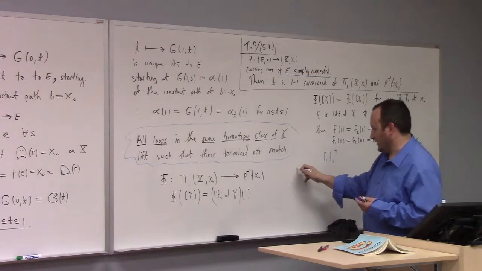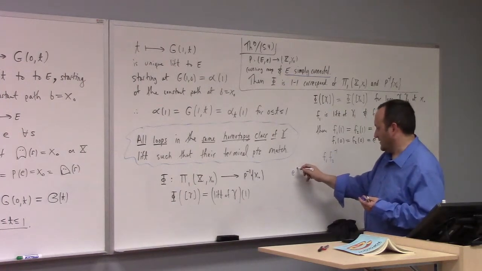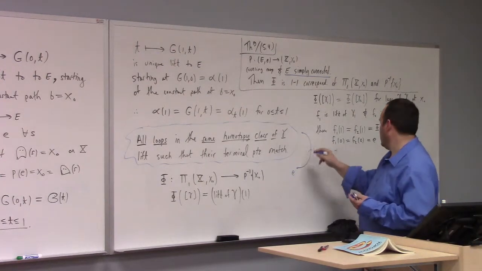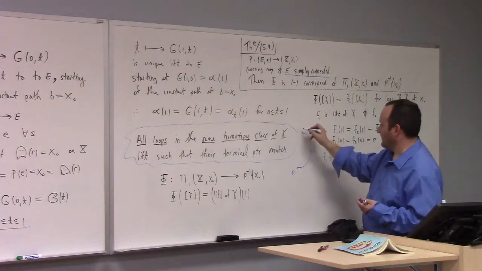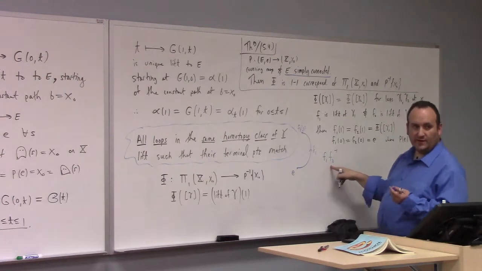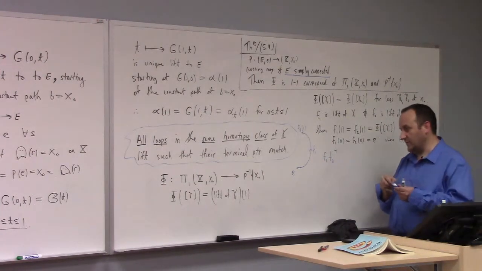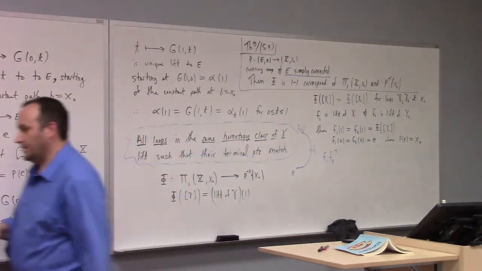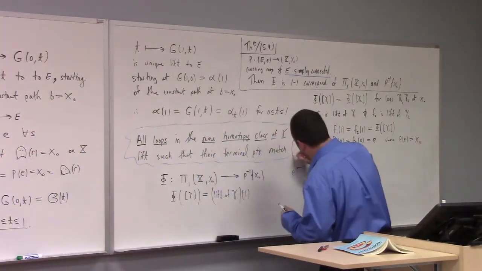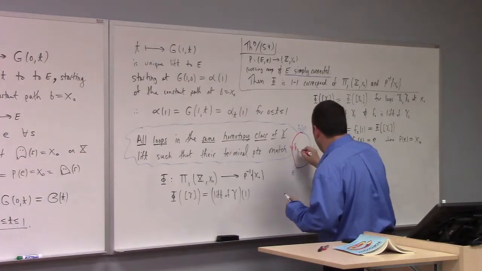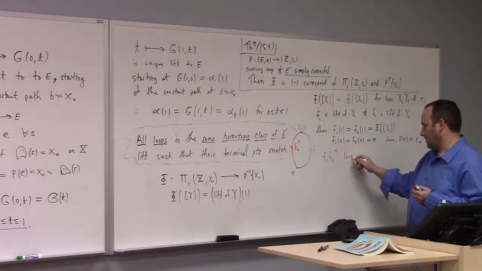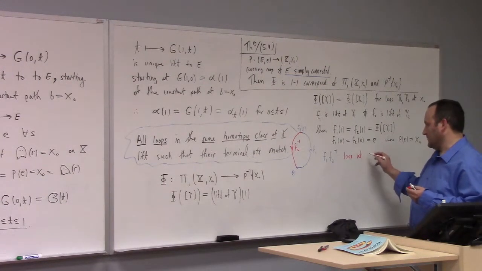Here's a picture. We're at E. F1 goes up here to F1 of 1, whatever that is. We didn't even name this point yet, right? And then F2 inverse starts at the terminal point of F2 and goes back to where it starts, right? So F2 inverse is this guy. So that's a loop. That's a loop at E.